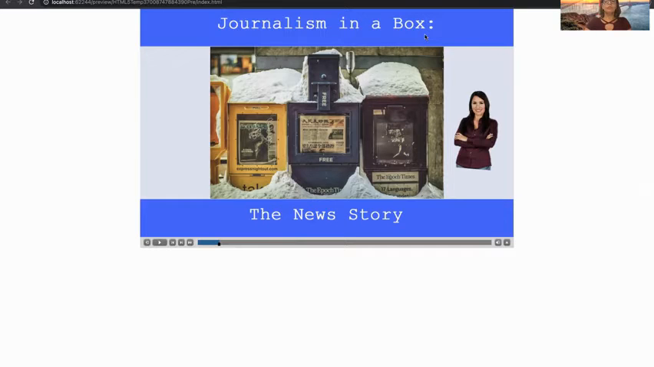Today, I'm going to walk you through the e-learning called Journalism in the Box, the news story. The title Journalism in the Box was designed with a series in mind. Many other lessons can be created under the same title. For example, Journalism in a Box editorial, Journalism in a Box future story, Journalism in a Box captions, etc.